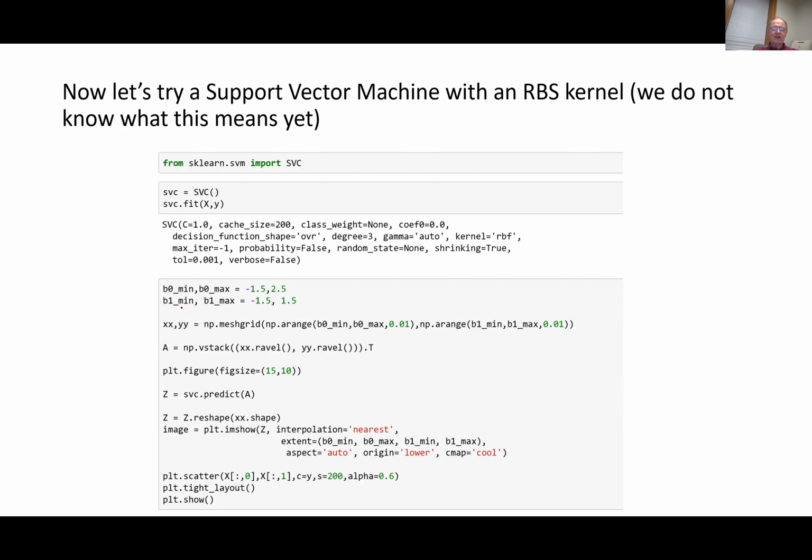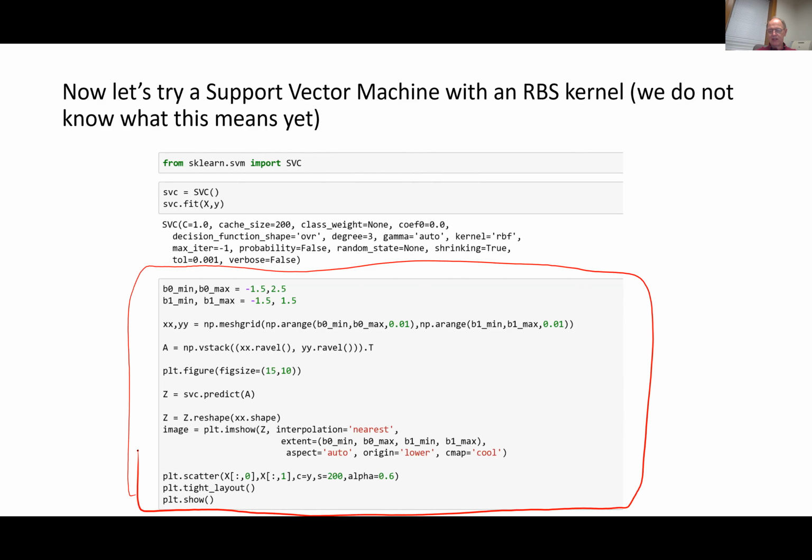So now let's try this more advanced thing, the support vector machine. I'm going to use a support vector machine with a radial basis function. We don't know what that is, but we'll see what it does later on. It's, again, a classification algorithm, and again, you can use the code here. And again, I have this code here, which gives us the decision boundary. It shows how it separates the points. So let's see what that does.